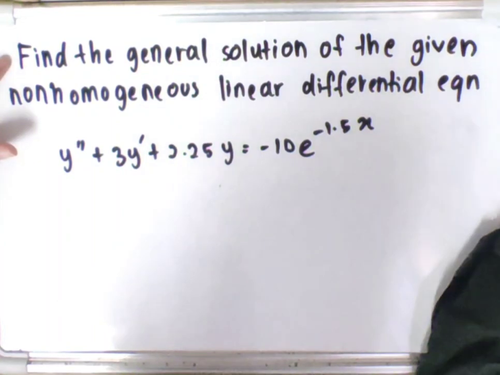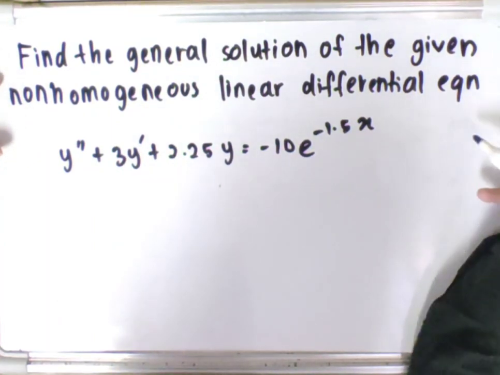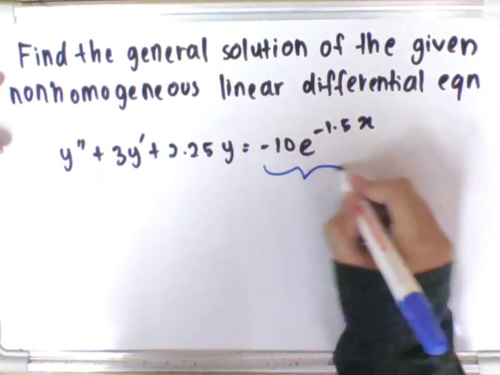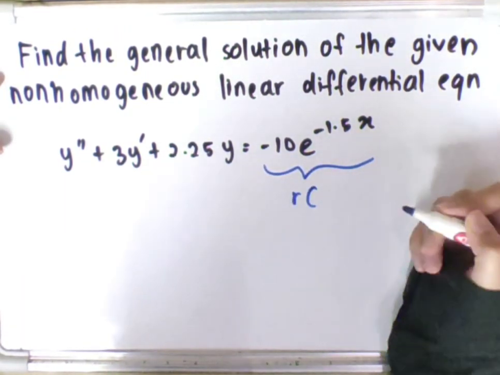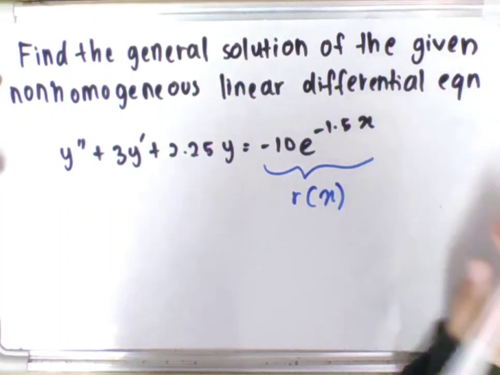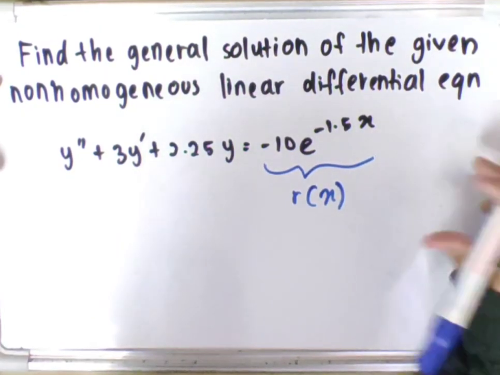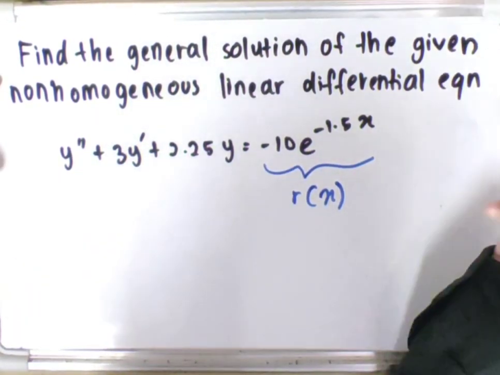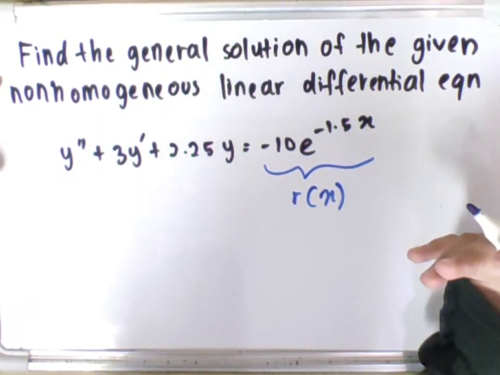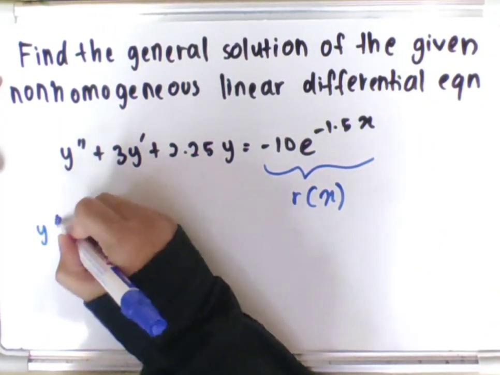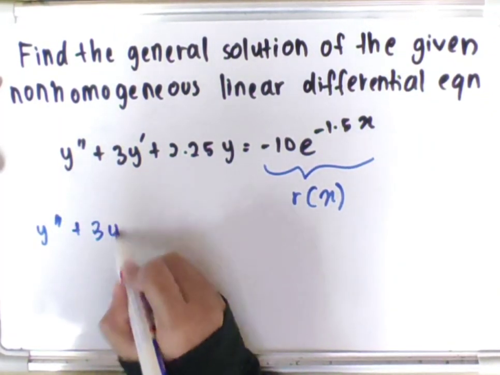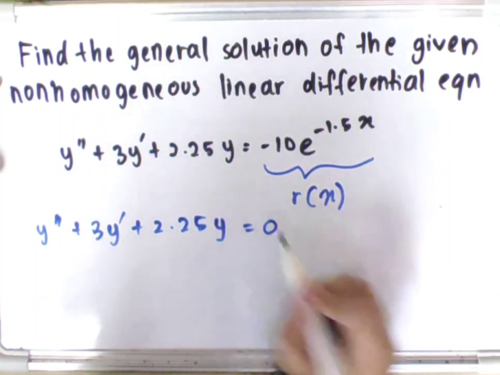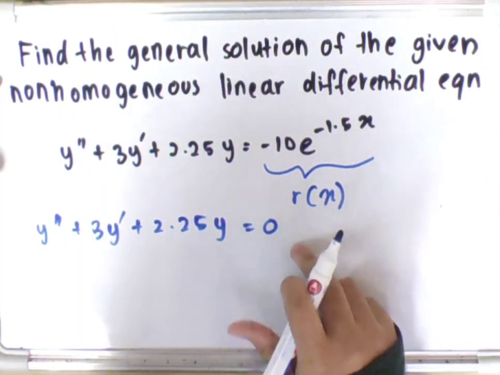Okay, so this is the question. Find the general solution of the given non-homogeneous linear differential equation, and as usual, the right side is R(x). For the first step, we find the homogeneous equation, which equals 0. So y double prime plus 3y prime plus 2.25y equal to 0. This is the homogeneous equation.